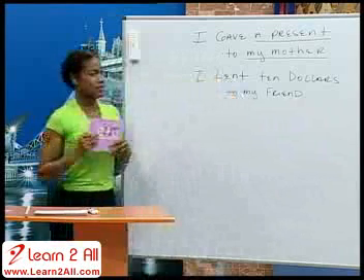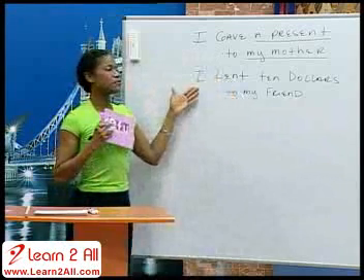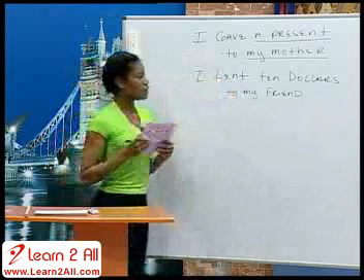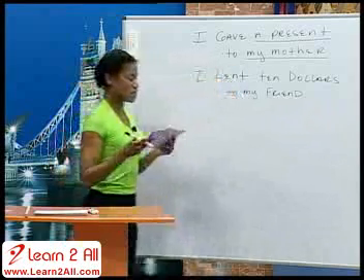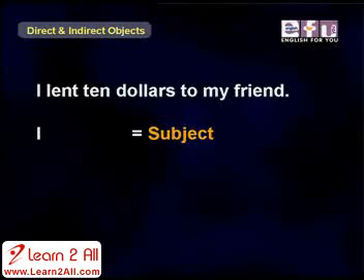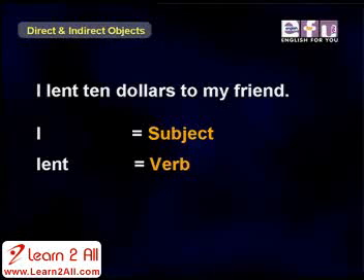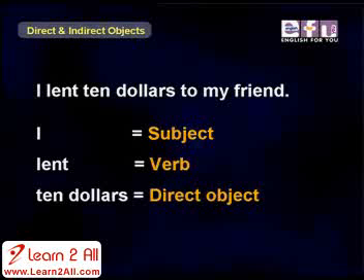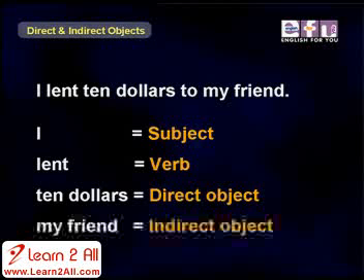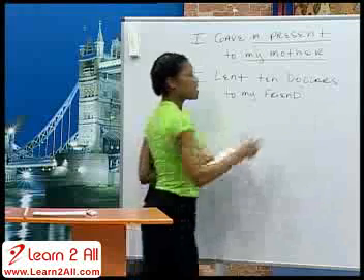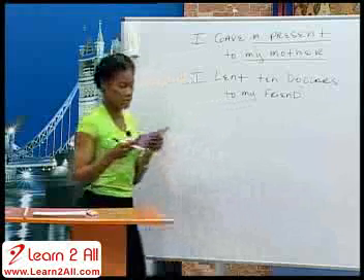Alright, let's practice discussing the different parts of speech. Okay, Anna, you start. I is the subject. Good. Alberto? Lent is the verb. Good. Sylvia? $10 is the direct object. Keep going, Sylvia. My friend is the indirect object. Good.